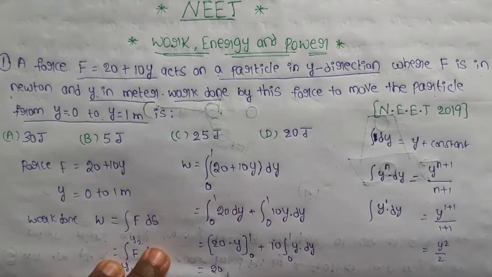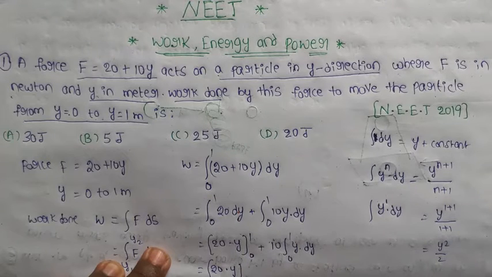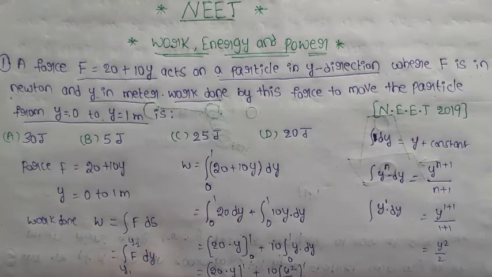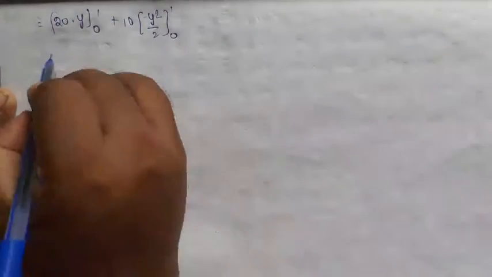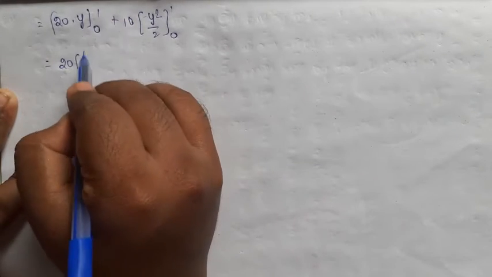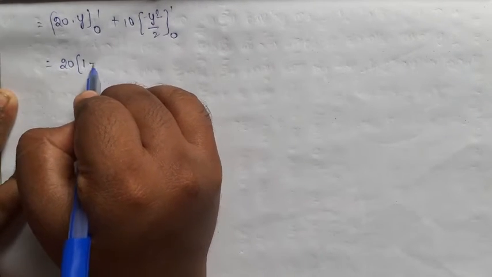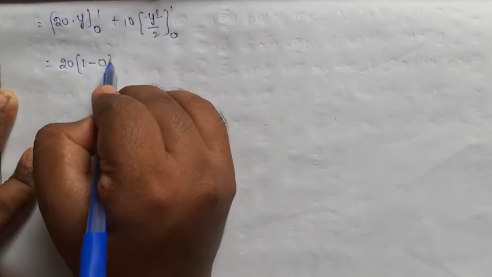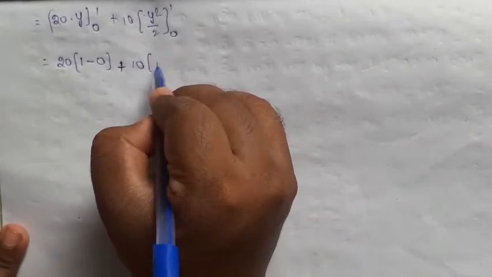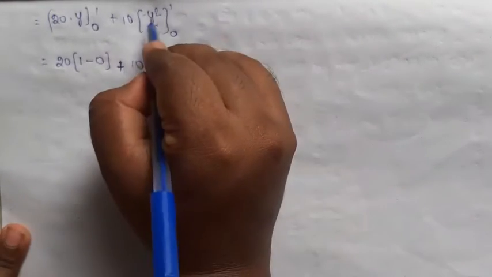So here 20 into y from 0 to 1, plus 10 into integral of y into dy, which means y square by 2, limits 0 to 1. Now I am applying the limits. 20 into upper limit minus lower limit. Upper limit is 1 minus lower limit 0, 1 minus 0, plus 10. Apply the upper limit minus lower limit.